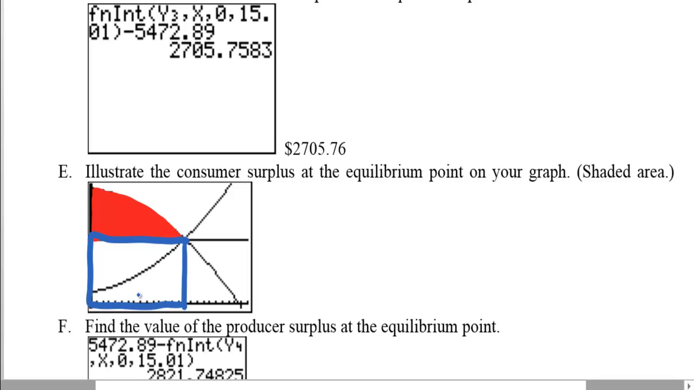So we're just going to integrate this, and since I just need a decimal answer, I'm going to use numerical integration. So it's function integrate. That demand curve was in y3, the way I did it. So that's the function integrate y3 with respect to x from 0 to 15.01. Then I'm subtracting off the area of that rectangle, and what I'm left with is the red part there, $2,705.76. That's the consumer surplus.